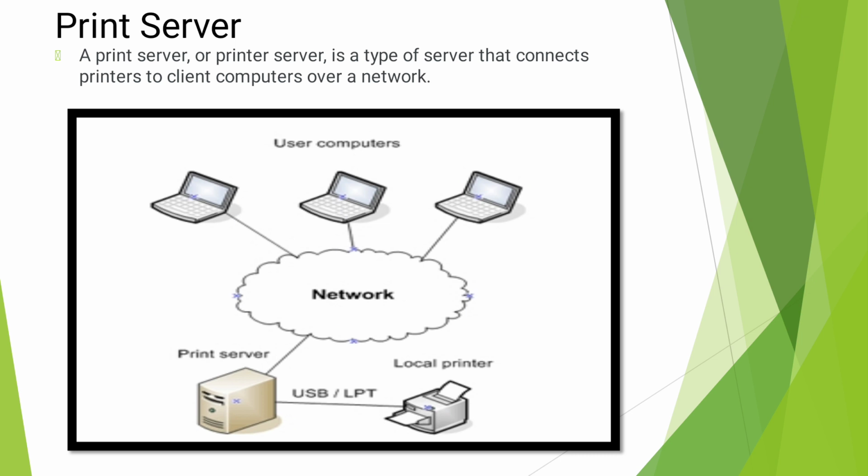The next type of server operating system is print server. So the question is, what is print server? The answer is, a print server is a type of server that connects printers to client computers over a network. A print server is also called a printer server. The diagram of print server is as follows. In the diagram, USB stands for Universal Serial Bus, as I told, and LPT stands for Line Printer Terminal.